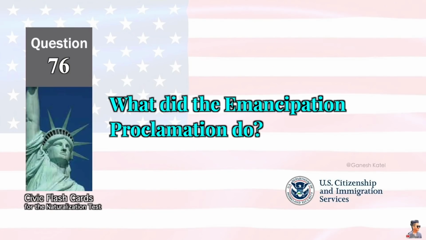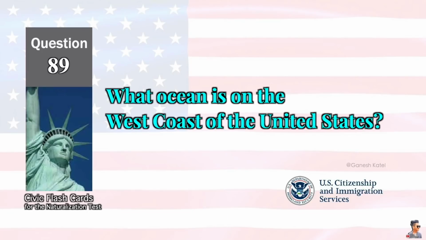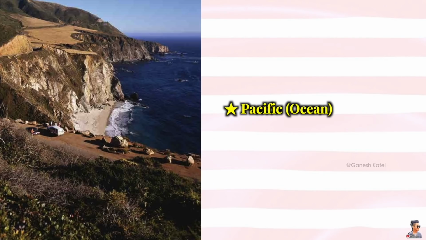What did the Emancipation Proclamation do? Freed the slaves. Freed slaves in the Confederacy. Freed slaves in the Confederate States. Freed slaves in most southern states. What ocean is on the west coast of the United States? Pacific Ocean.